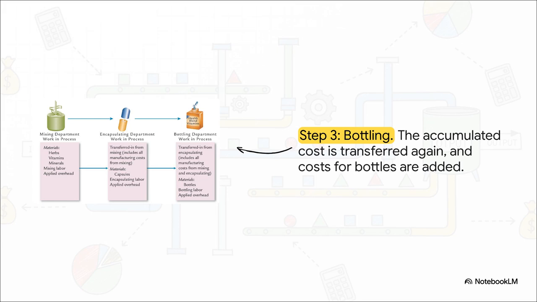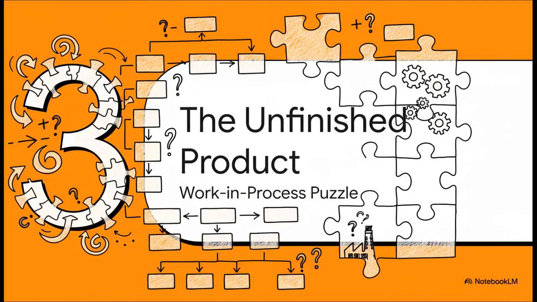The encapsulated vitamins, now carrying all the costs from both mixing and encapsulating, move over to bottling. And here the costs for the bottles, the caps, and the workers on the bottling line all get added to the pile. So the final cost of a finished bottle is literally the sum of all the costs from every single department it passed through. Now, all of that sounds pretty logical, right?